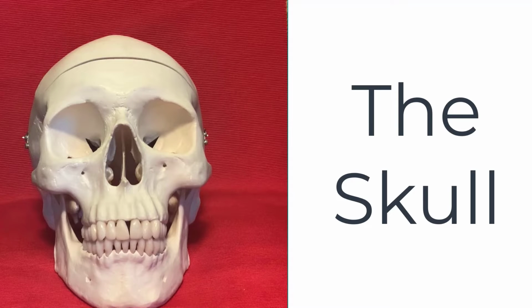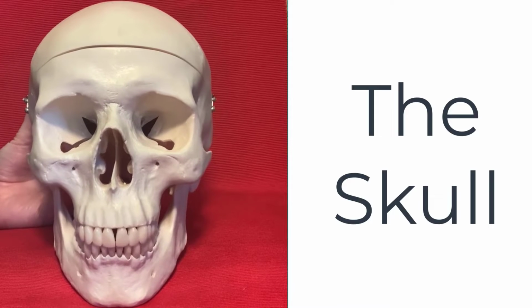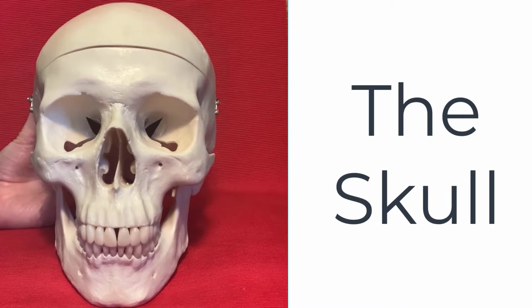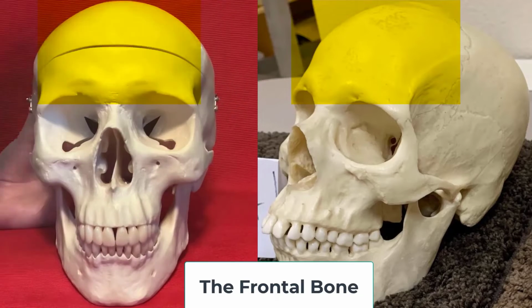Going to cover the skull, the bones of the skull, and the landmarks that you need to know. So this is the anterior view of the skull, and the first bone that we're going to talk about is the frontal bone. So this area right here is the frontal bone. You can think of kind of like your forehead.